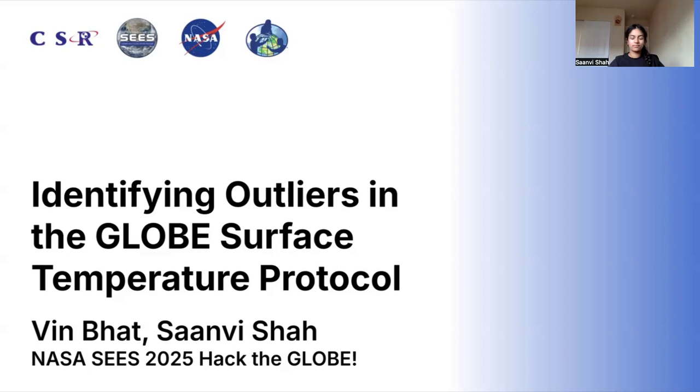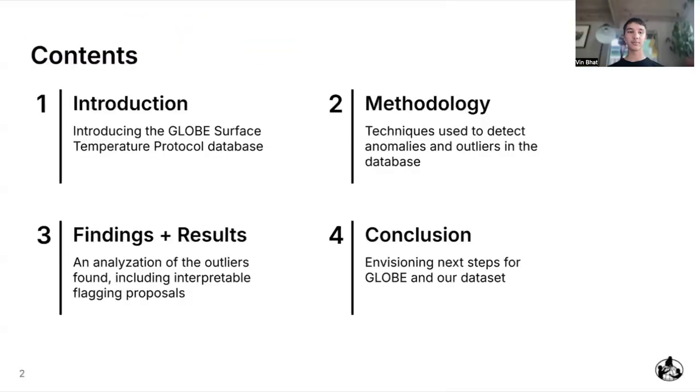Today we'll be discussing our project, Identifying Outliers in the GLOBE Surface Temperature Protocol. We'll start off by introducing the GLOBE Surface Temperature Protocol and the GLOBE database. Next up, we'll introduce techniques used to detect anomalies and outliers in the database. We'll then show our analysis of the outliers found, and finally, we'll envision next steps for GLOBE and our dataset.